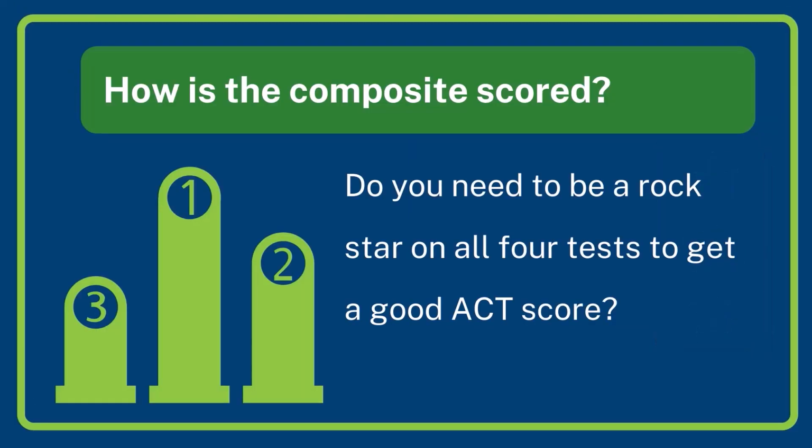How is the composite score calculated? We'll get into that. First, do you think you need to be a rock star on all 4 tests to get a good ACT score? Truth be told, no, you don't. Your ACT composite score is the average of the scores for the 4 multiple choice test sections.